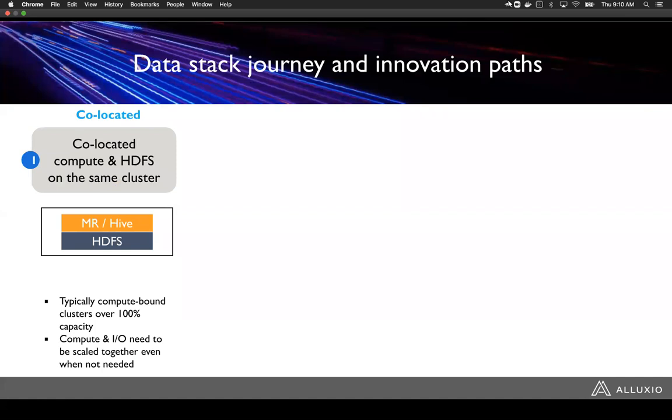Like I mentioned, in our journey, we initially had a co-located compute and storage cluster. In this picture, I have MapReduce as the compute framework running on HDFS. Typically, what happened in big enterprises and also in the cloud was that people observed that most of the clusters were compute-bound, but in order to add compute capacity, people also had to add storage capacity, since storage and compute were co-located. So you can't grow compute and storage independently.